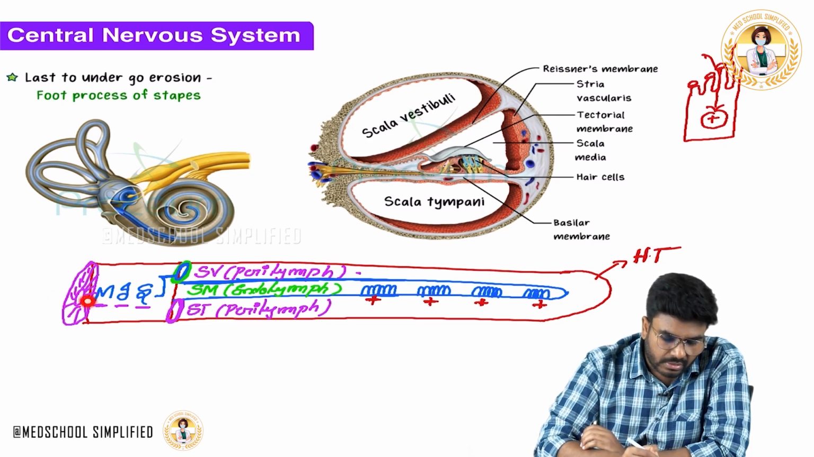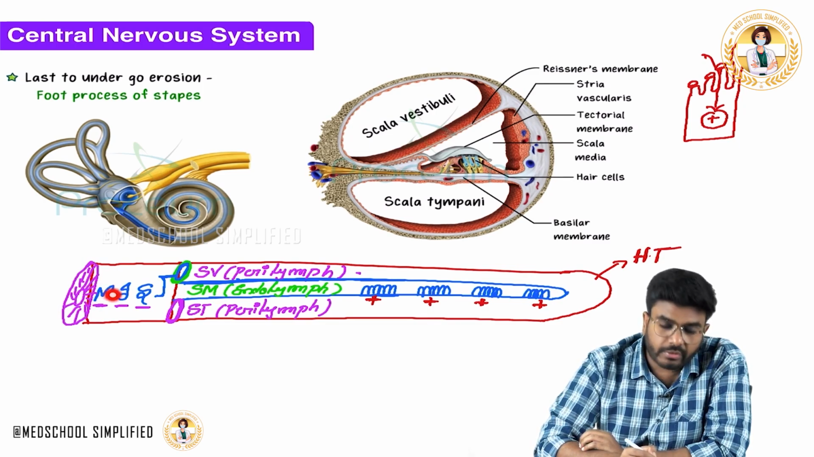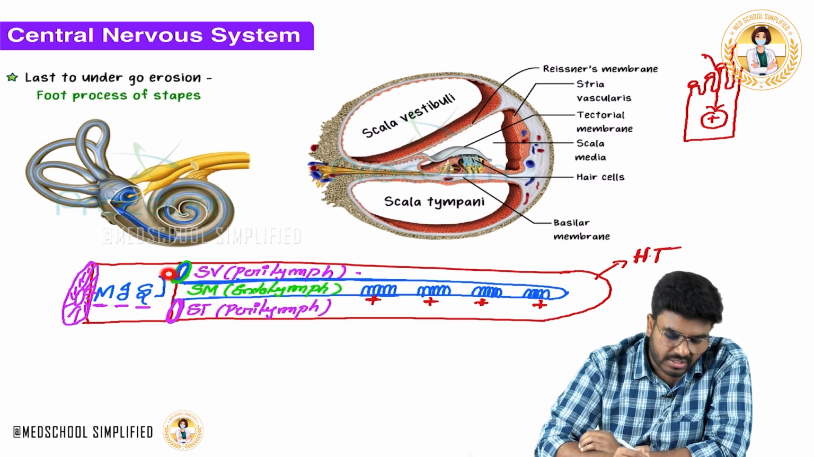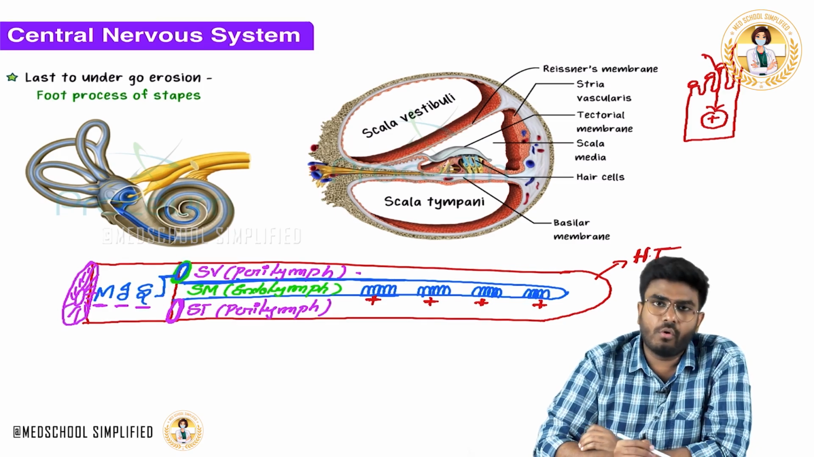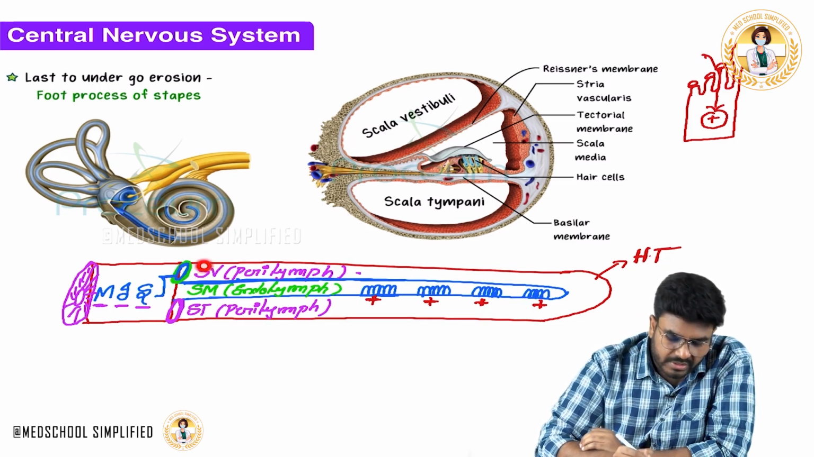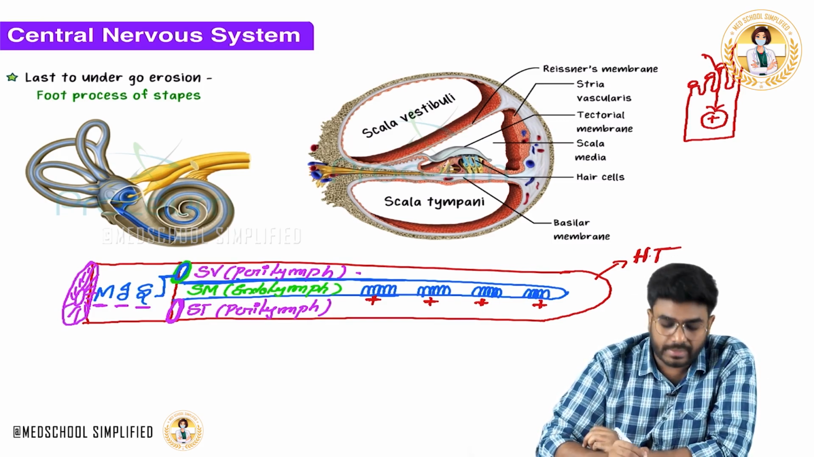Now whenever sound comes, the tympanic membrane is vibrated. The tympanic membrane is going to vibrate the malleus, which vibrates the incus, which vibrates the stapes. Now the stapes is going to give the vibrations into the oval window. From the oval window, the vibrations will go into the scala vestibuli. Now in the scala vestibuli, vibrations are coming like this.